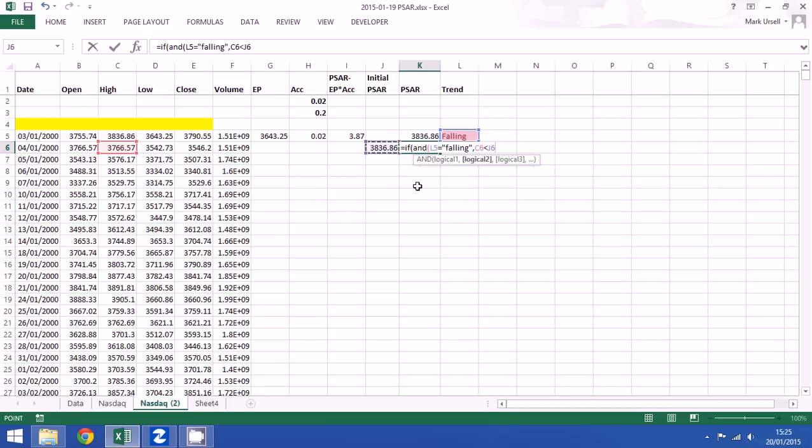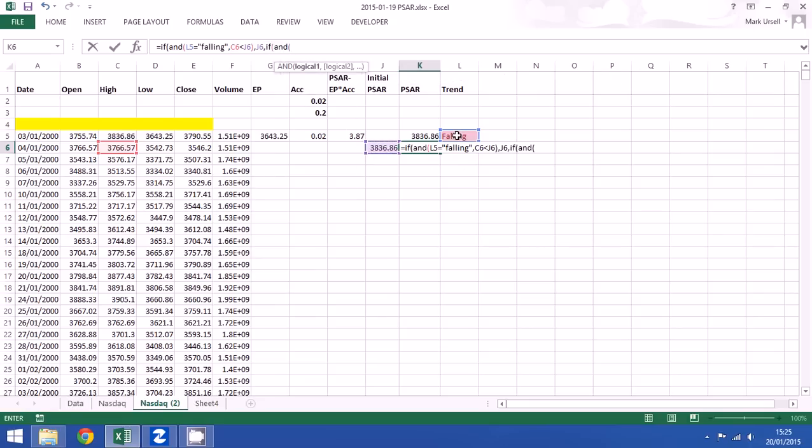So what we've said here is the preceding trend is a downtrend, and our high is not higher than our initial PSAR. So we know what to do in this situation, which is to use that and make that the actual PSAR value.